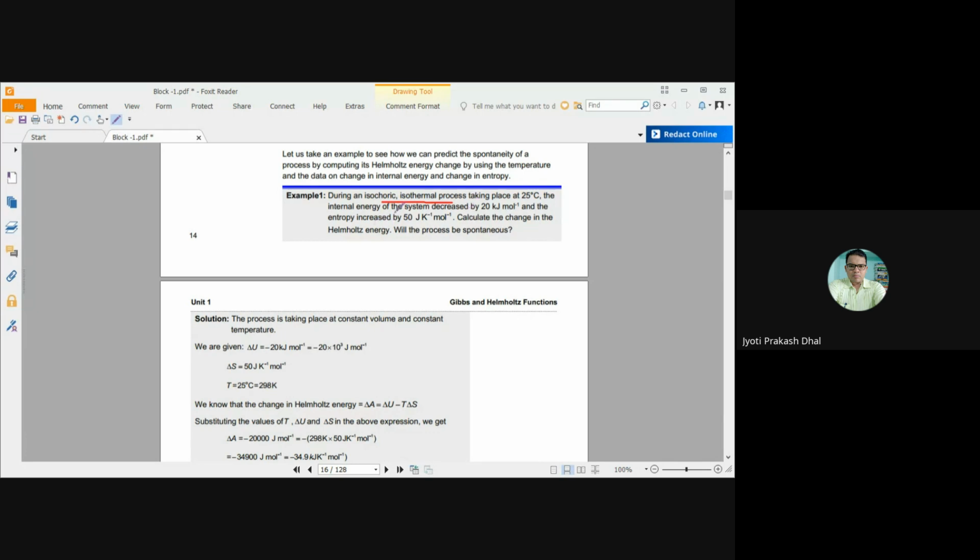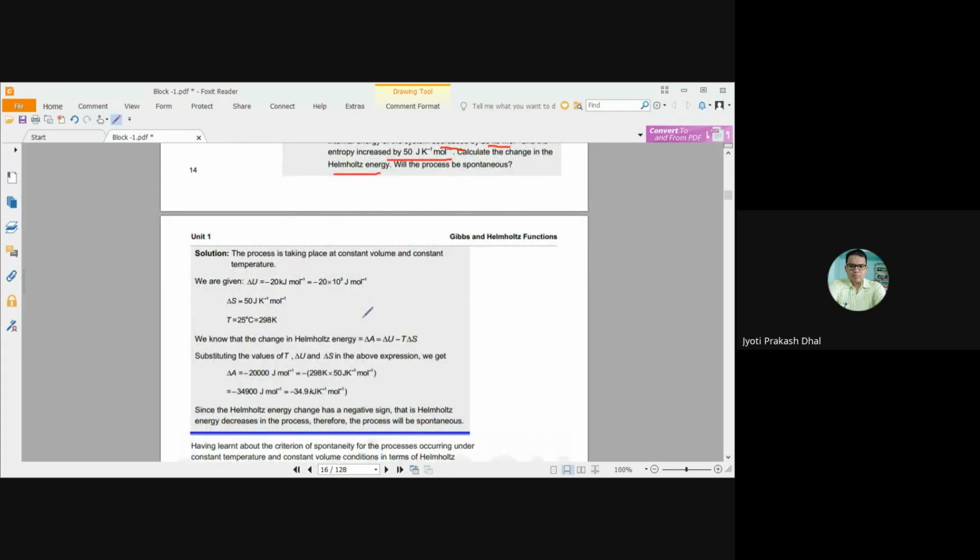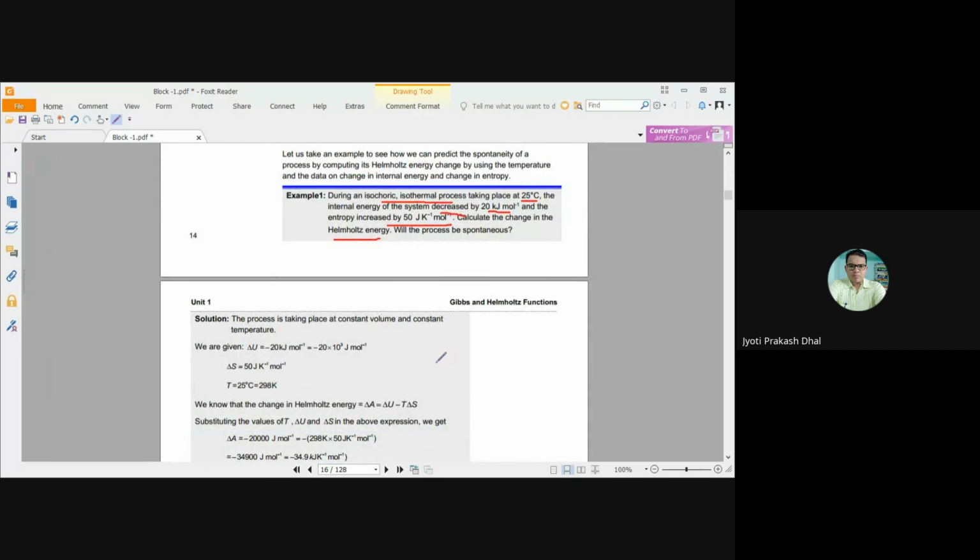So during an isochoric and isothermal process taking place at 25 degrees Celsius, the internal energy change of the system decreased by 20 kilojoule per mole, and the entropy increased by 50 joule per Kelvin per mole. Calculate the change in Helmholtz energy. That means you have to find the value of del A. The values are already given.